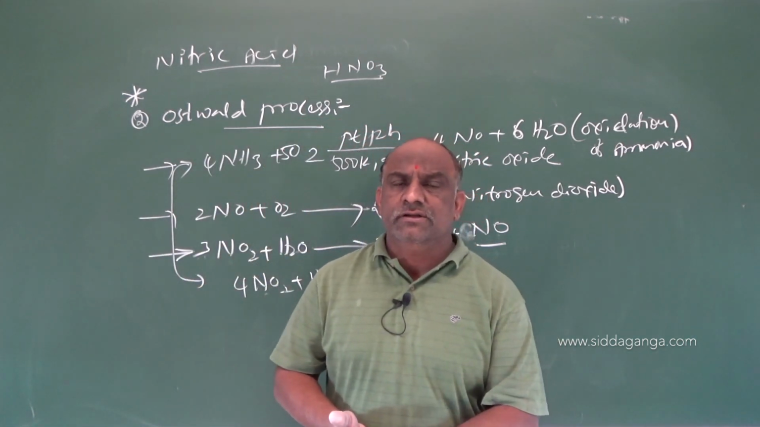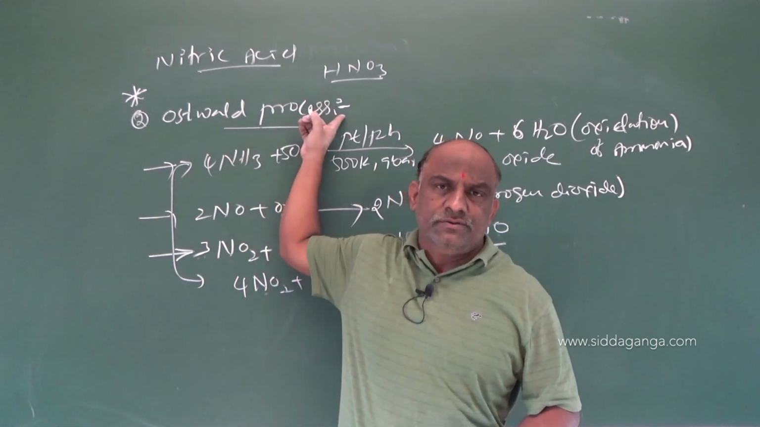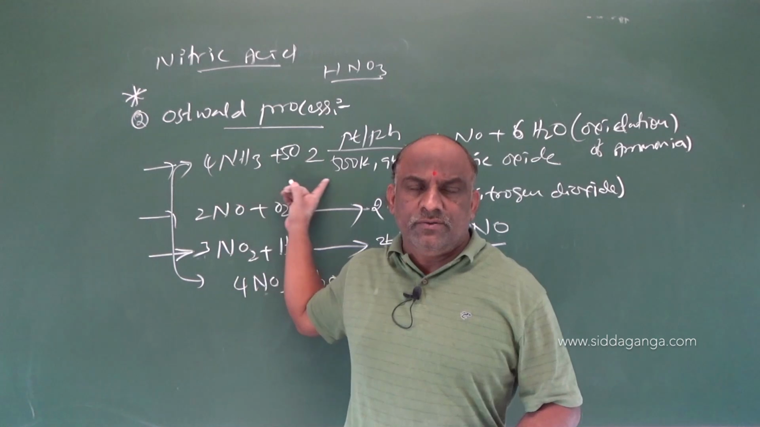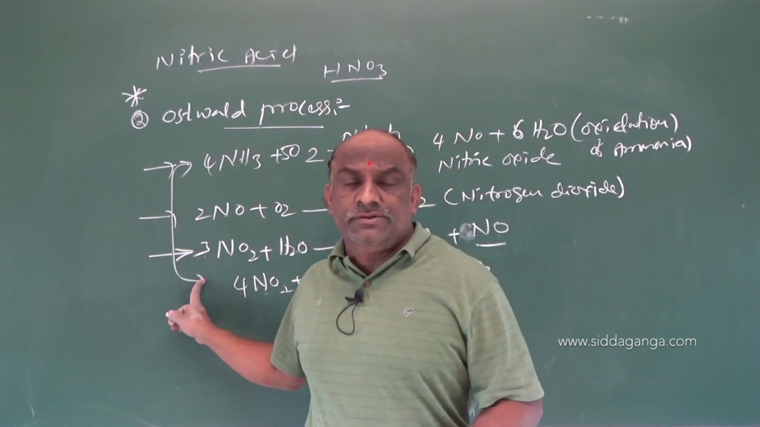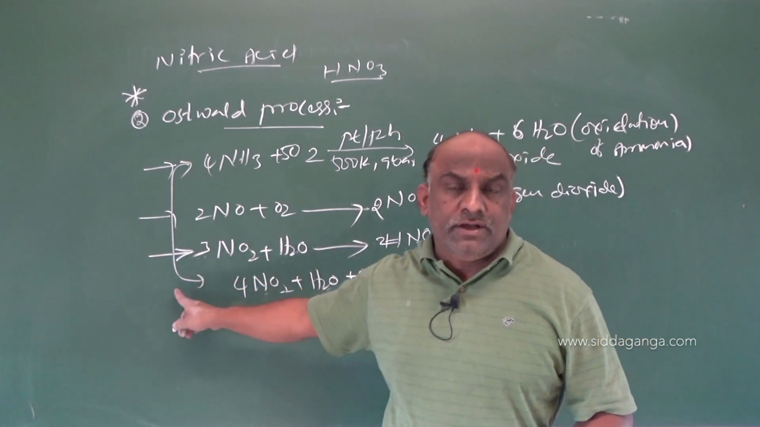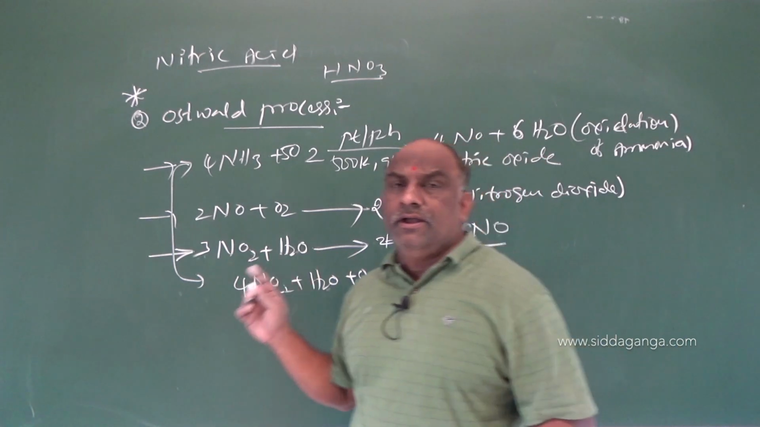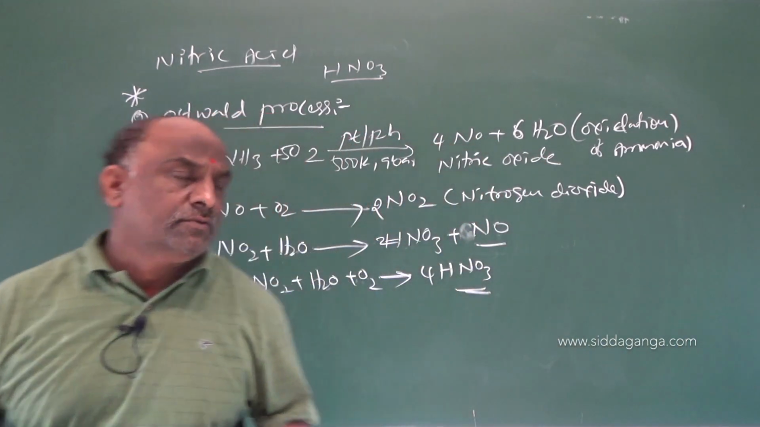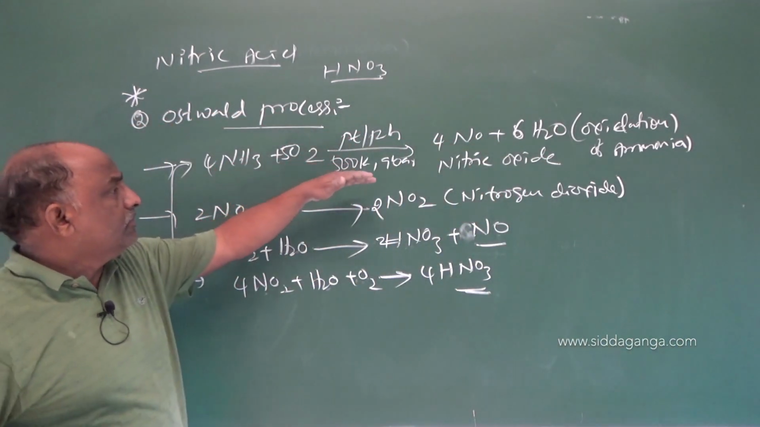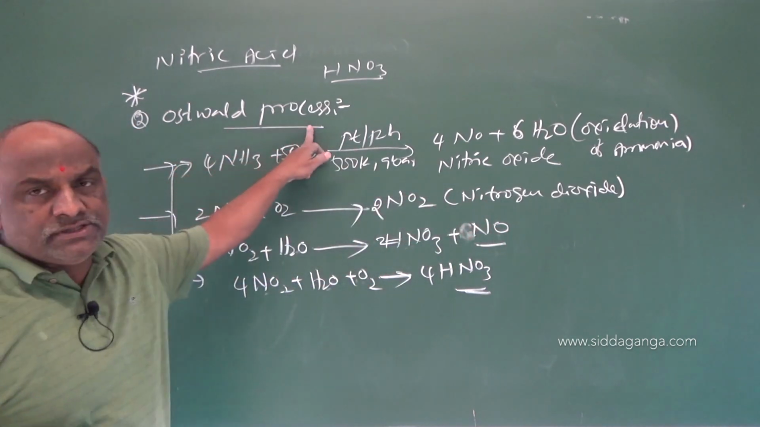These are simple equations: oxidation of ammonia, NH3 plus O2 gives rise to NO plus H2O; NO plus O2 gives rise to NO2; NO2 plus H2O gives rise to HNO3 plus NO; or NO2 plus H2O plus O2 gives rise to HNO3 only. These are the systematic steps we observed in the Ostwald process.